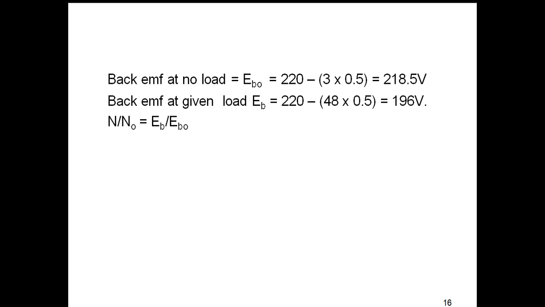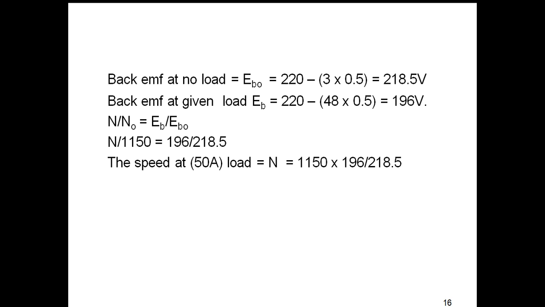And from the back EMF equation, we know that N by N naught is equal to Eb by Eb naught. From that we can find the value of N, as N is equal to 1150 into 196 by 218.5, which is equal to 1031 rpm.